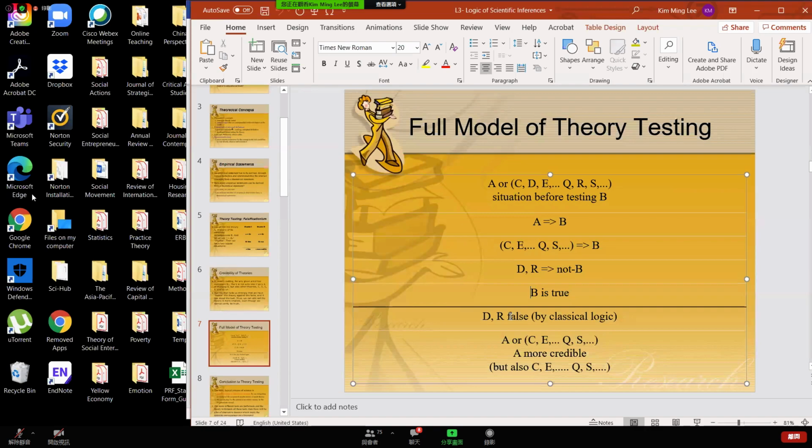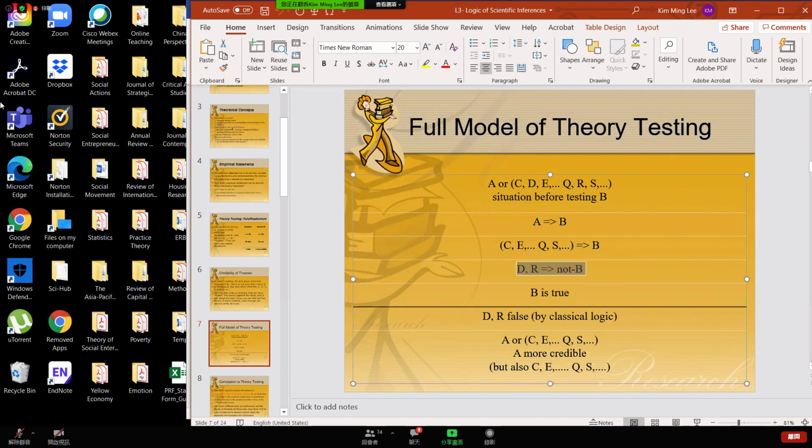Okay? So in this case, why? Because B is true, but D and R imply not B. So this is wrong, so we can reject D and R. Can you get what I meant here? Okay. So that means this is the full model of theory testing. So how does it affect scientific knowledge accumulation?